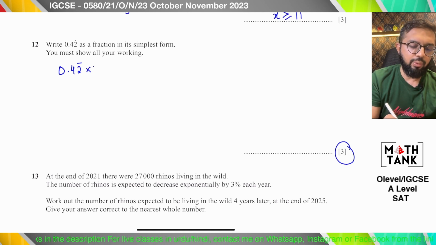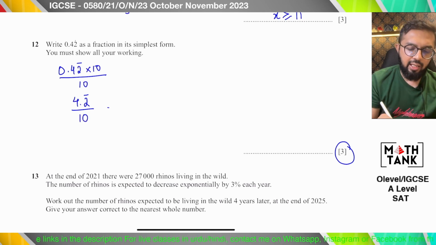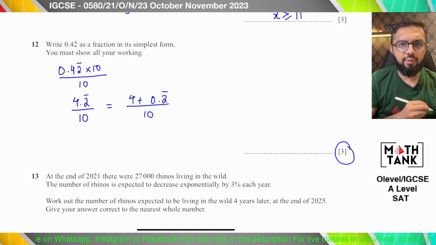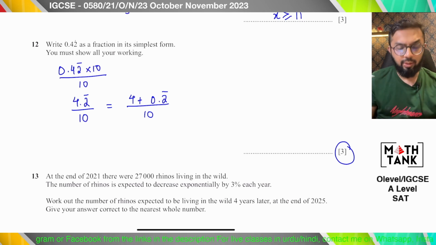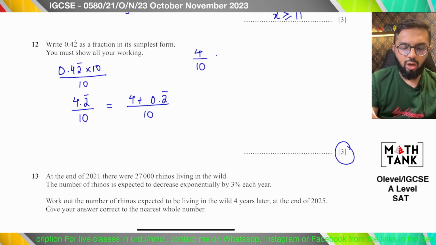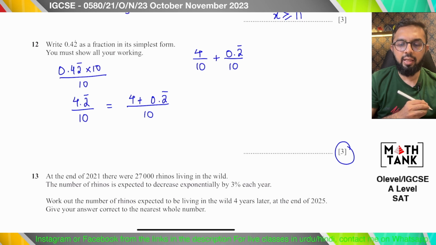So what I'm going to do is multiply both numerator and denominator by 10 so that I get 4.2 with a recurring decimal starting, and then I have a divide by 10 in the denominator. You can then break this up, because 4 is not part of the recurring decimal, it's separate. So I've separated 4 and 0.2 as 4 plus 0.2 with a recurring decimal. Now, taking a common denominator, you can further separate this and say that this is 4 over 10 plus 0.2 divided by 10.